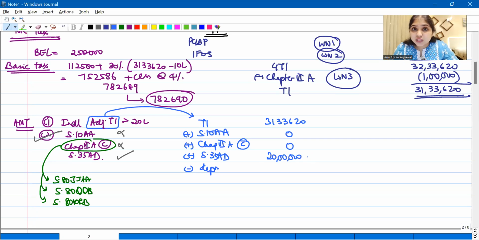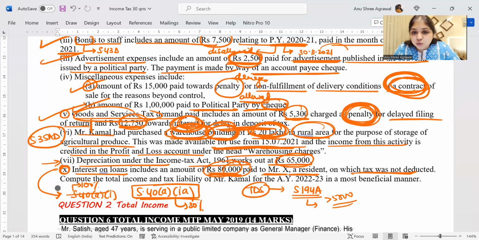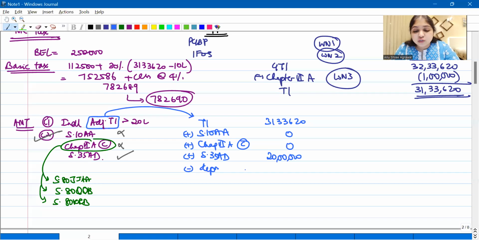But on that building, what will we claim? We'll claim depreciation. Depreciation at what rate? Depreciation at 10%. And if you notice, the building was put to use when? 15th July 2021, which is definitely going to be at least how many days? Definitely put to use for at least 180 days. So I'll anyways get full year's depreciation. So 20 lakhs into 10%, that's going to be how much? 2 lakhs depreciation I will subtract.